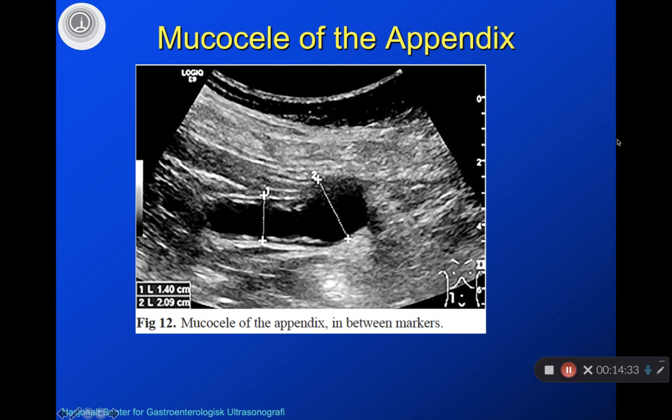A mucocele of the appendix may look like this, a fluid-filled, clearly distended appendix, and these patients need special attention as they should undergo surgery also.